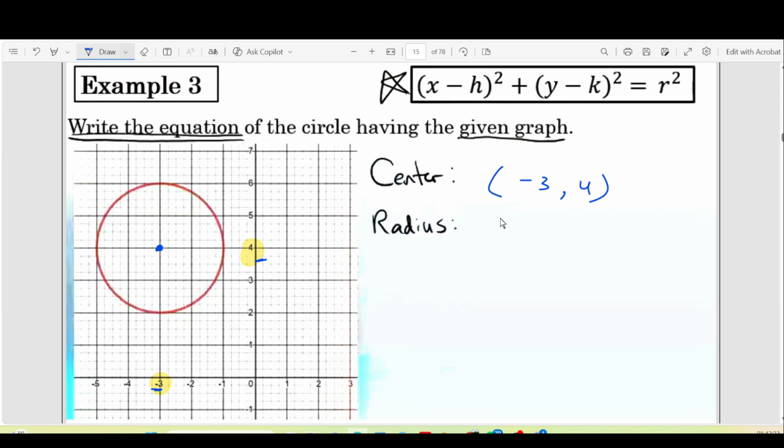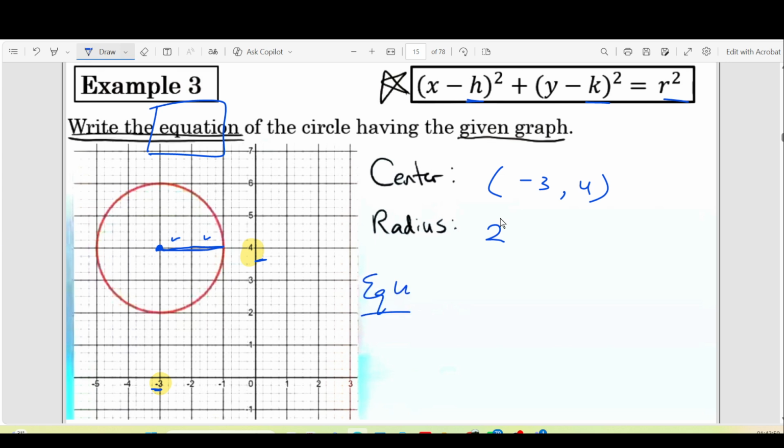And what is the radius? The radius is 2 squares, so you can write 2, right? Yeah. Now we have to write the equation. So let's plug in h, k and r and we'll get the equation. Tell me the equation.